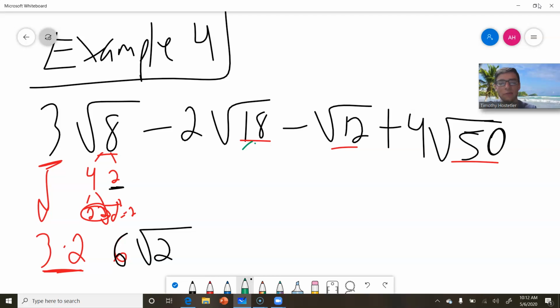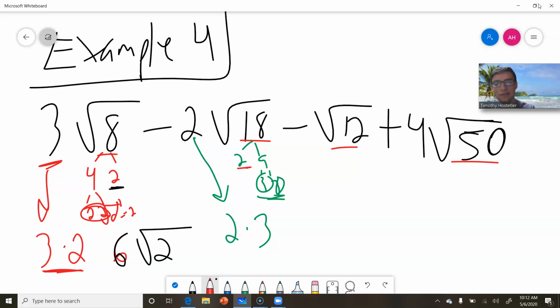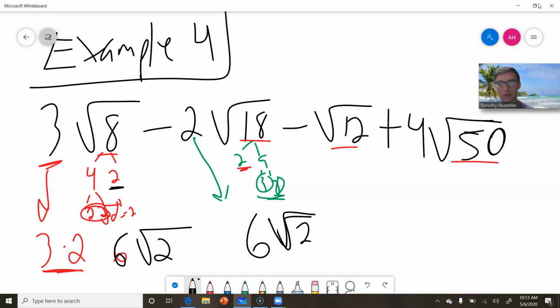I did 1. Now I come here, 18 is 2 and 9, which is 3 and 3. So there's my 3's. So now this 2 comes down times these 3's. And what's left on the inside here is that 2. So the square root of 2, and 2 times 3 is 6. So I'm going to have 6 times the square root of 2.